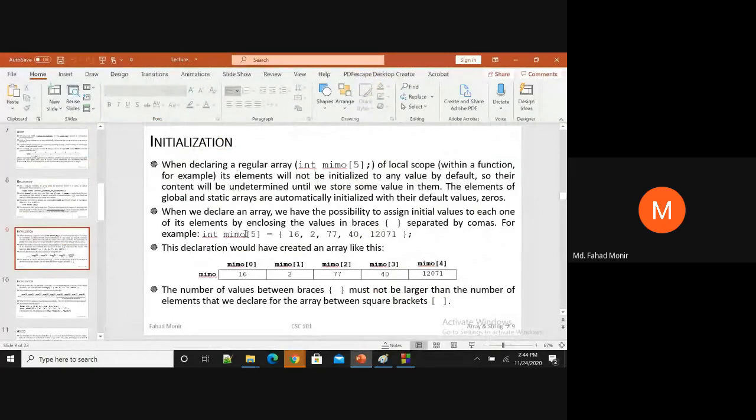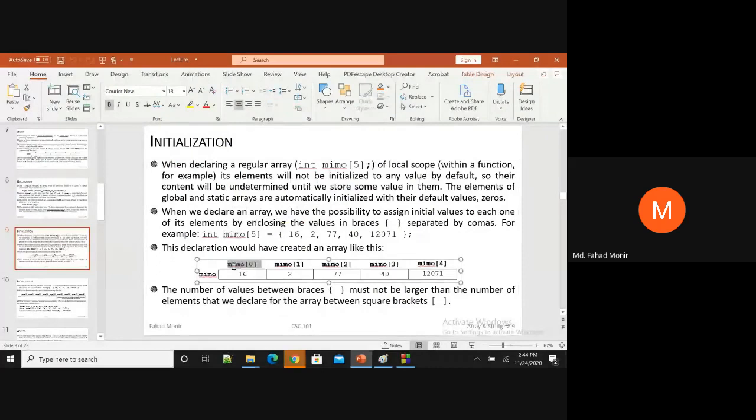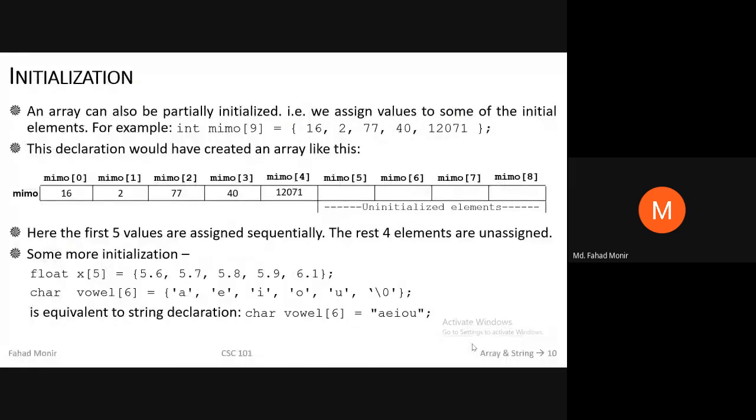We have given the name x, here they have memo, right? So this is memo 0, memo 1, memo 2, memo 3, memo 4, and so on. Now let us move to the next slide. Here, what they're saying: an array can be partially initialized. We assign values to some of the initial elements.